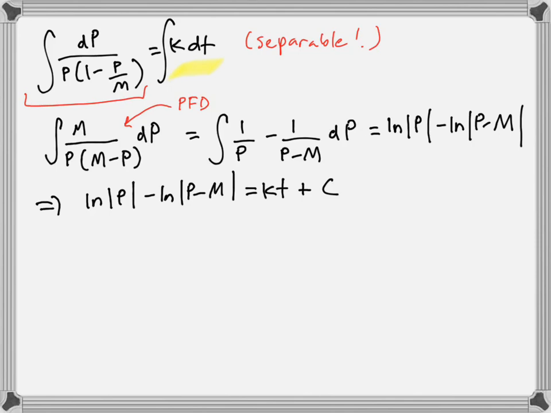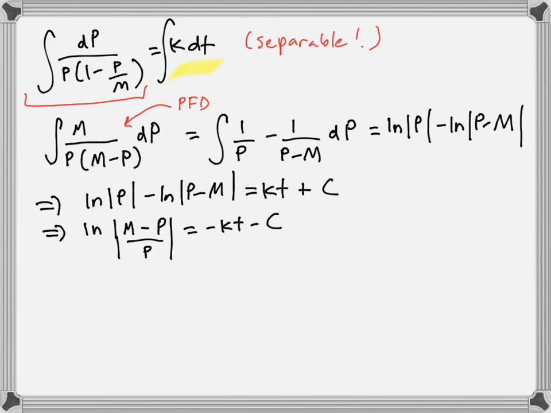Now from here I'm going to be doing a lot of simplification. So if we multiply both sides by -1, we get the following. Let me write it this way: ln of (M minus P) over P. Okay, I combined them using the rule of logs, and I'm also multiplying both sides by -1. That's why I have this one on top. This becomes negative kt minus C.